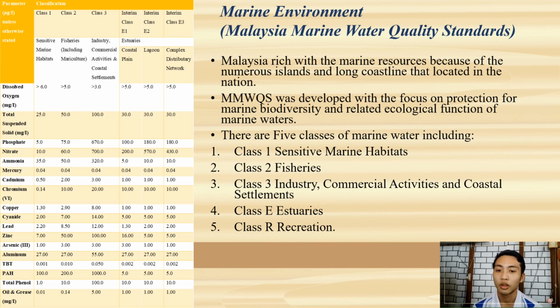The Malaysia Marine Water Quality Standard was developed to focus on the protection of marine diversity and related ecological function of marine water, based on the predetermined classification of marine water, which comprises 5 classes: Class 1 Sensitive Marine Habitat, Class 2 Fishery, Class 3 Industrial Commercial Activity and Coast Settlement, Class E Estuaries, and lastly Class Art Recreation.